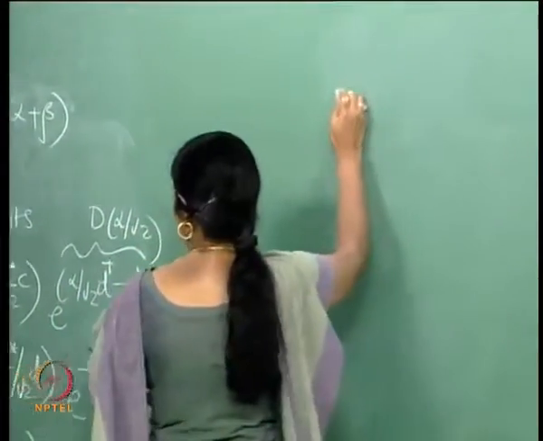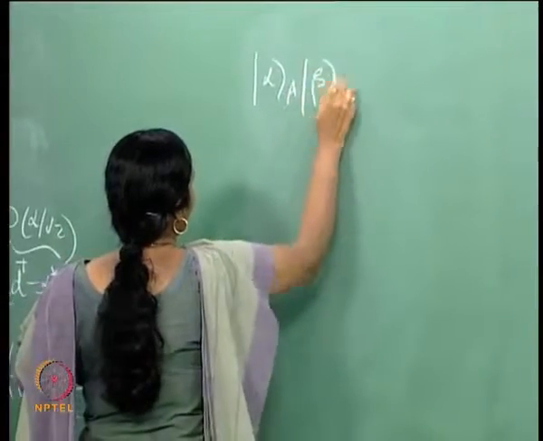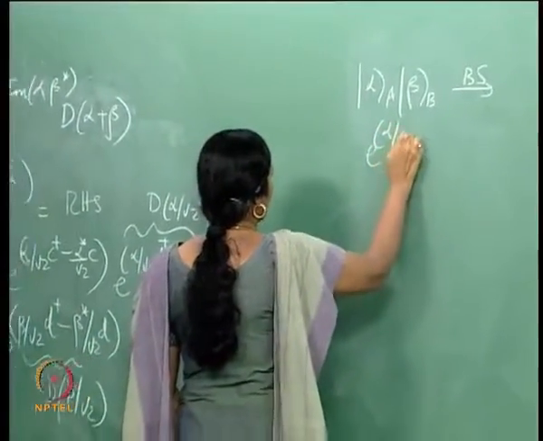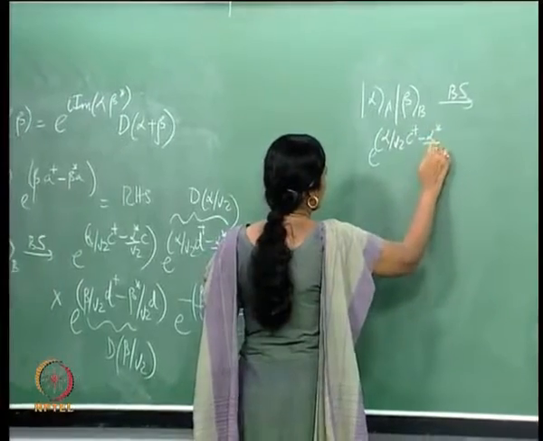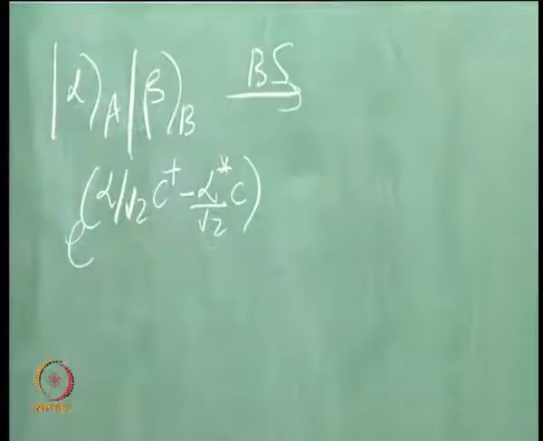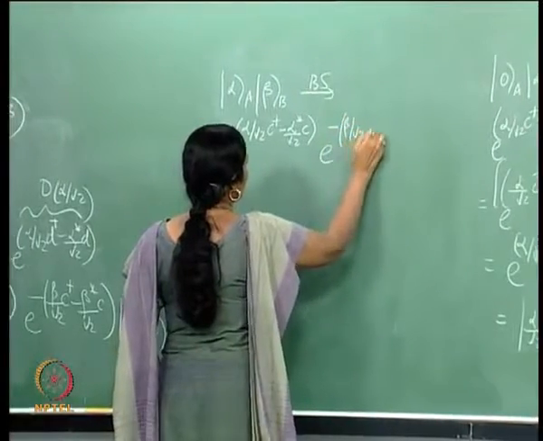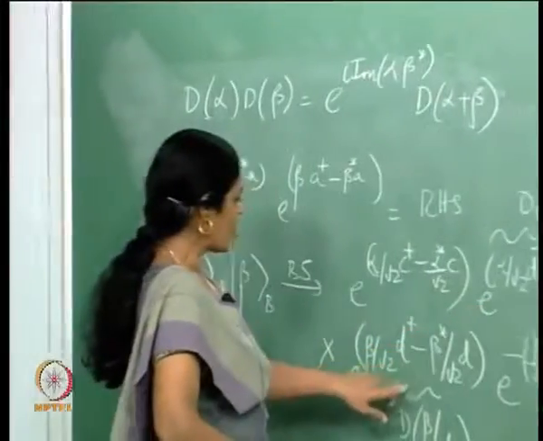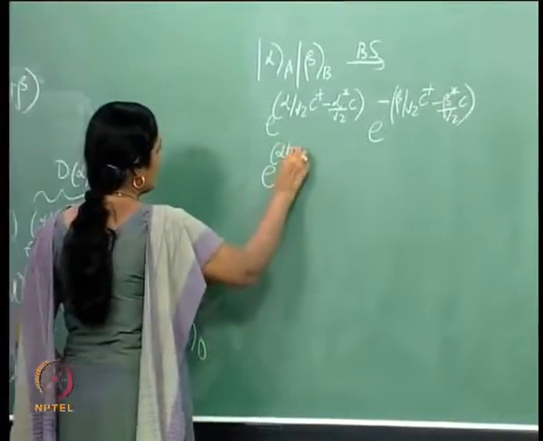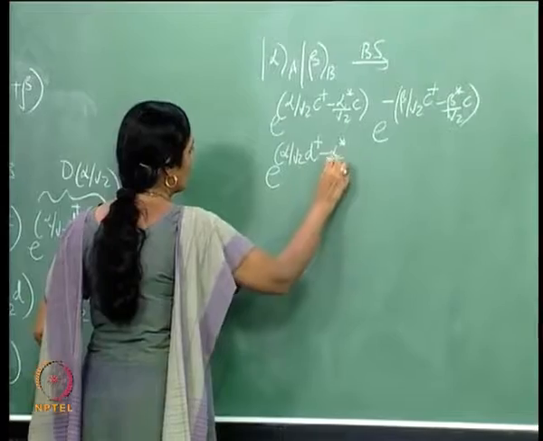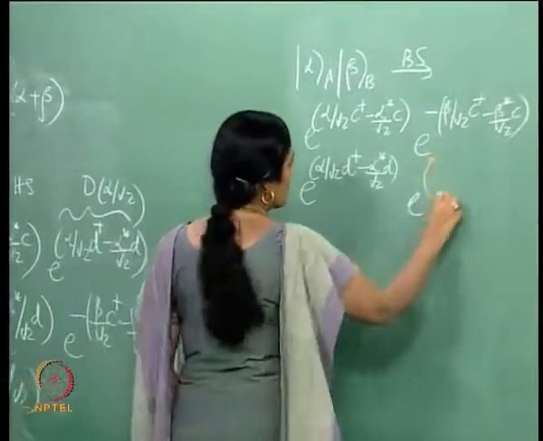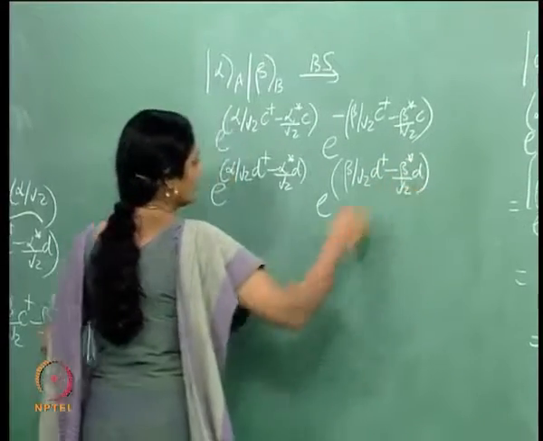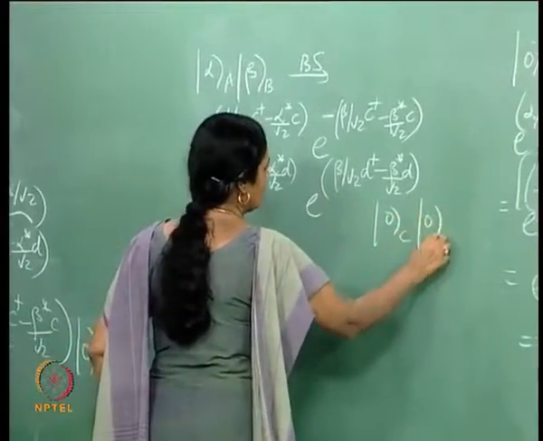alpha a beta B goes through the beam splitter to give me e to the alpha by root 2 c dagger minus alpha star by root 2 c, e to the minus beta by root 2 c dagger minus beta star by root 2 c times, I maintain this order, e to the alpha by root 2 d dagger minus alpha star by root 2 d times e to the beta by root 2 d dagger minus beta star by root 2 d. And this acts on 0 c 0 d.